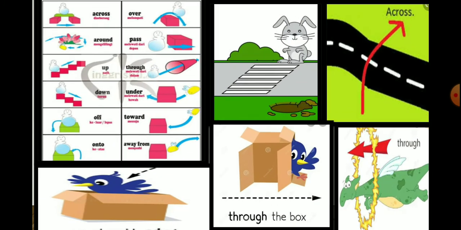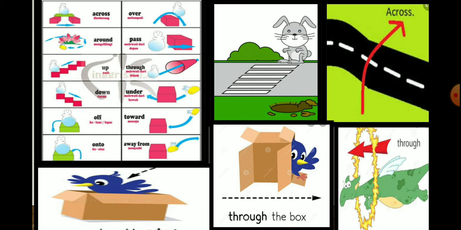Now here are some pictures and they will show you and tell you about the prepositions of direction. So you can see that the first one is across, next is over, third one is around, fourth one is past. The fifth one is showing the movement upwards. Next, the sixth one is showing you the movement through the tunnel. Next is showing you the movement downwards.